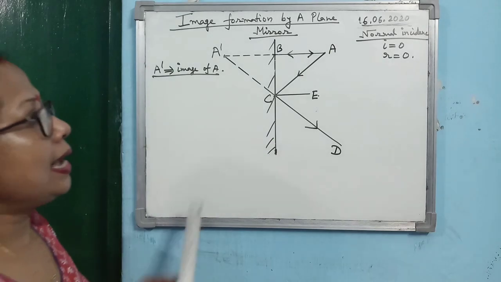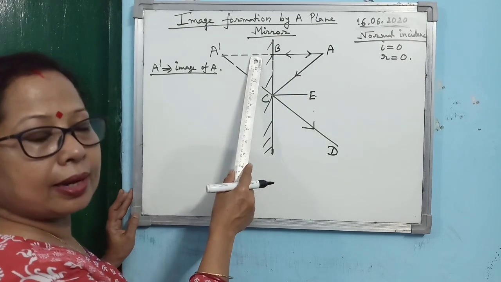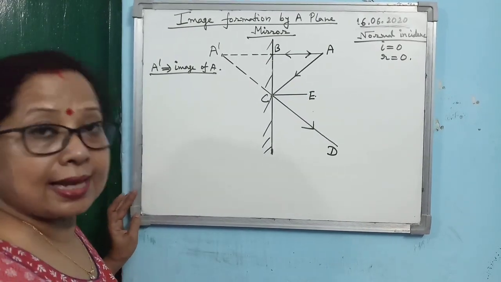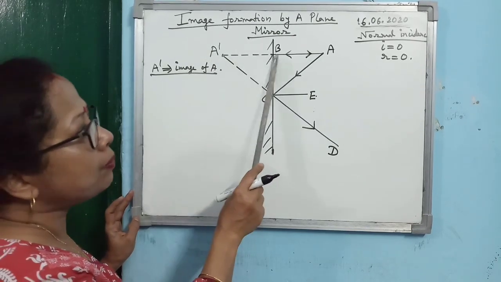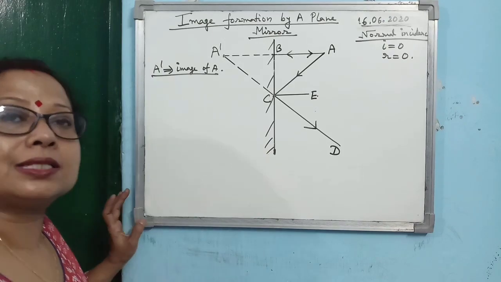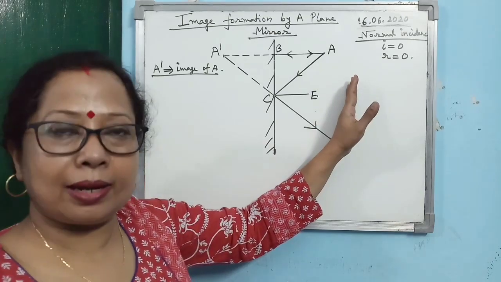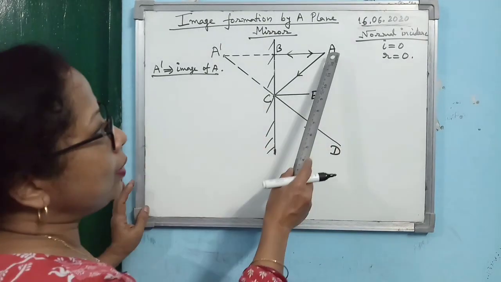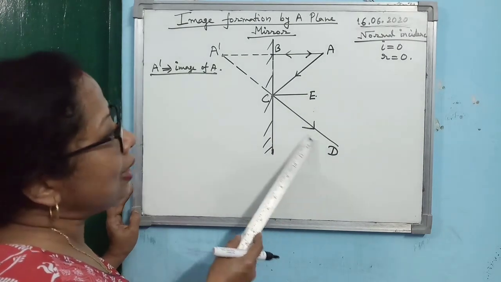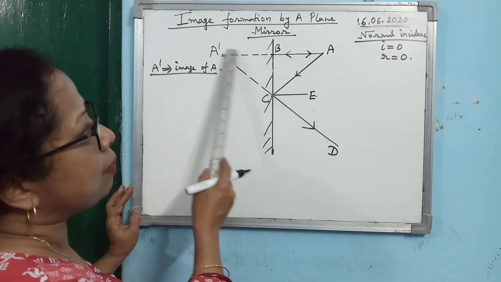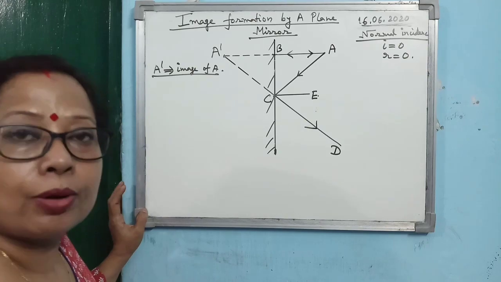So here you see A is the object. The distance of the object from the mirror is known as object distance. A dash is the image. Now the distance of the image from the mirror is known as image distance. Now here I have done one cheating. What I have done? In case of a plane mirror, the actual method is that you draw AB and BA, then you draw AC and CD, then you extend CD and AB in the backward direction. They will meet at a point, A dash, which will be the image. That is the original way to draw.